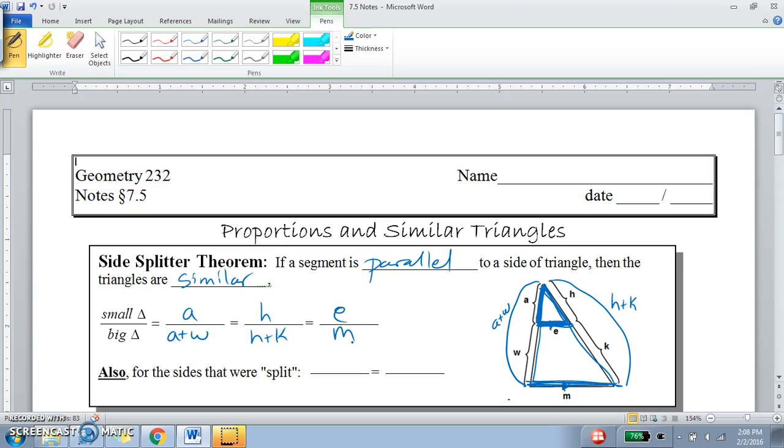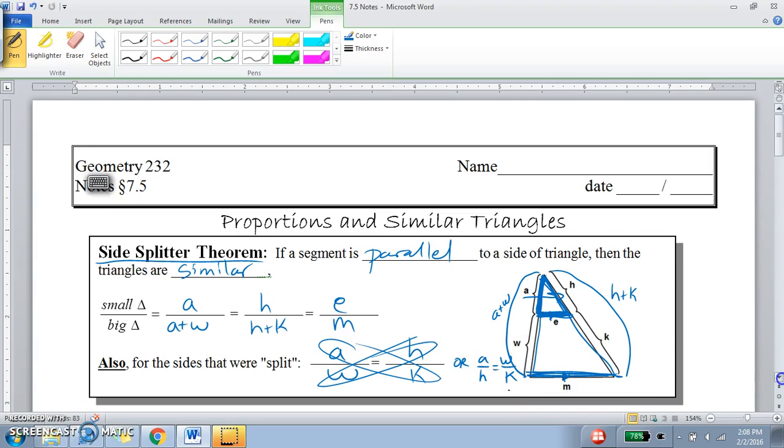So also for the sides that we split by that segment that's parallel to the bottom, we can also just compare the pieces, so hence the name side splitter theorem. So the sides that are split, we can compare those pieces to each other, A and W and H and K. We could also compare it sideways, so we could compare A to H and W to K. The reason is when we cross multiply this, if I cross multiplied W and H and A and K, and then W and H, A and K, I get the same thing. It's really the same proportion, just in a different order.